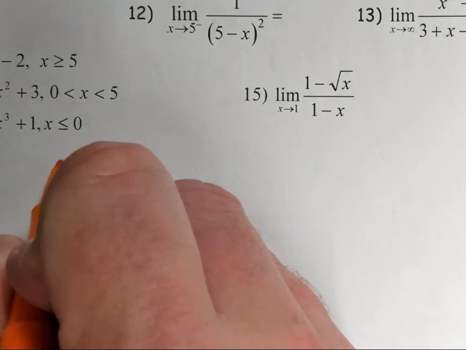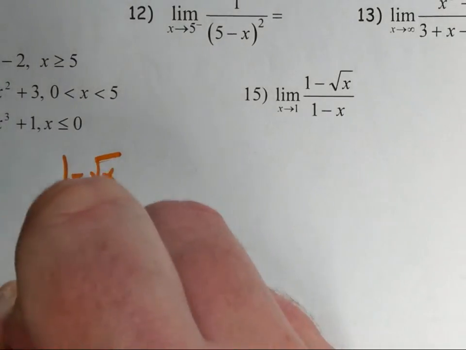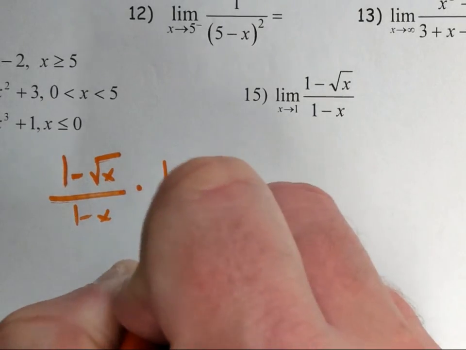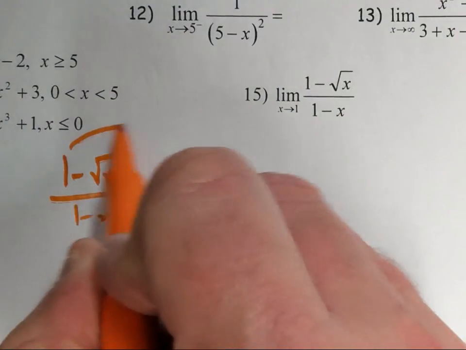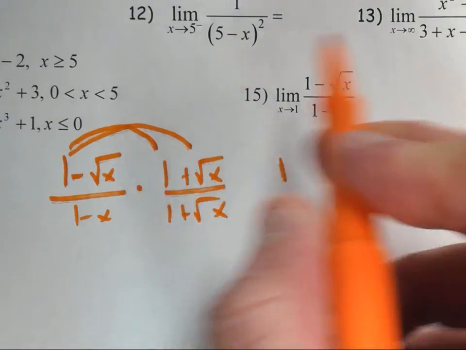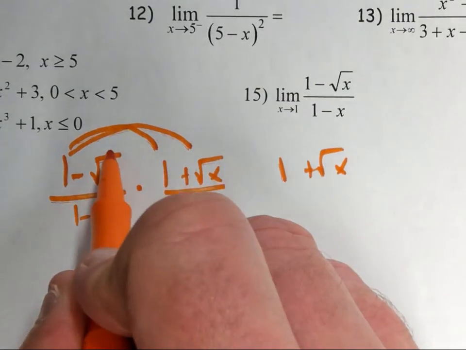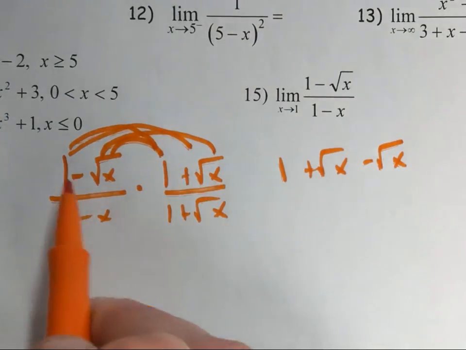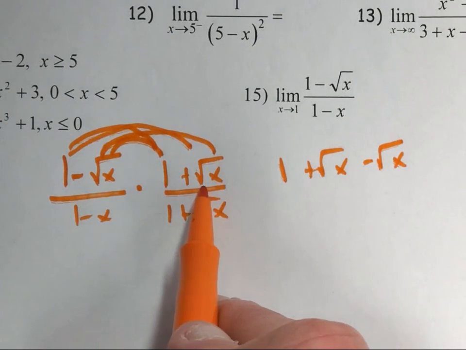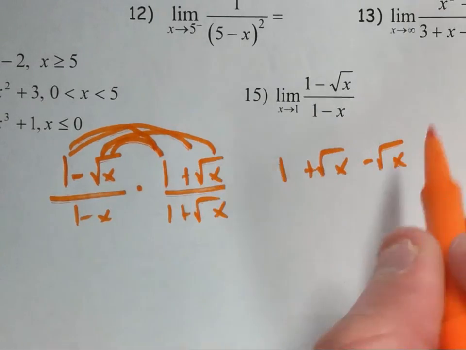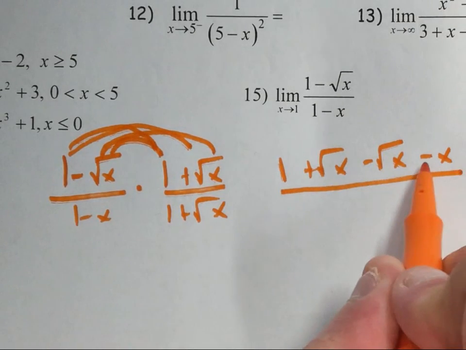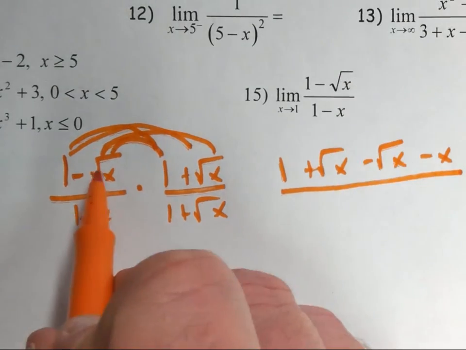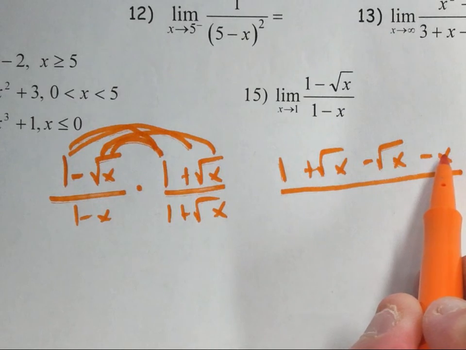Watch this. 1 minus square root of x over 1 minus x. I'm going to multiply it by 1 what? Plus square root of x. 1 plus square root of x. 1 times 1 is 1. 1 times square root of x is square root of x. Negative square root of x minus 1 is negative square root of x. Okay, what happens when you say square root times the square root? It cancels out, but a negative times a positive is a negative. Do we got that? Okay, square root times square root, the square root goes away.